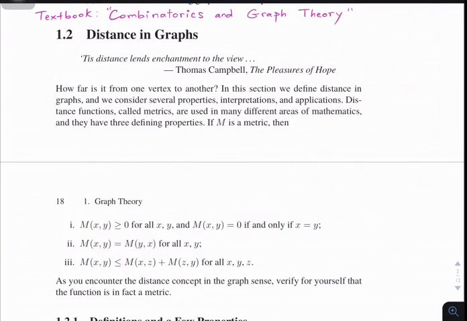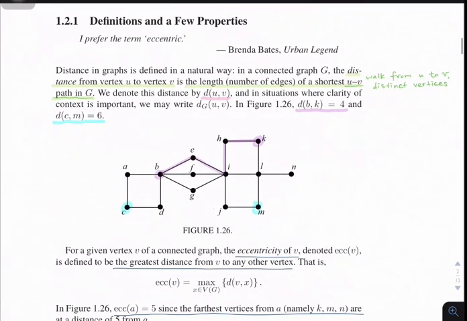Hello, this lecture is based on the Combinatorics in Graph Theory textbook, section 1.2, distance in graphs. First, we'll talk about some definitions and a few properties.